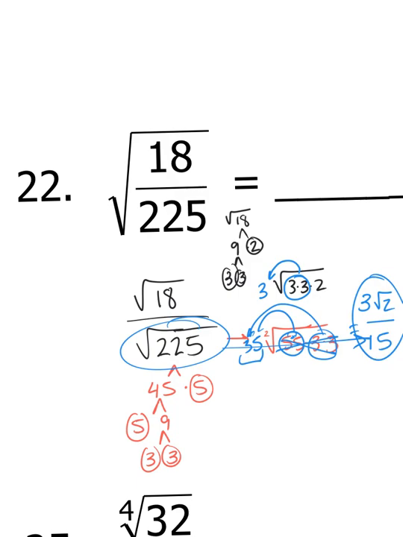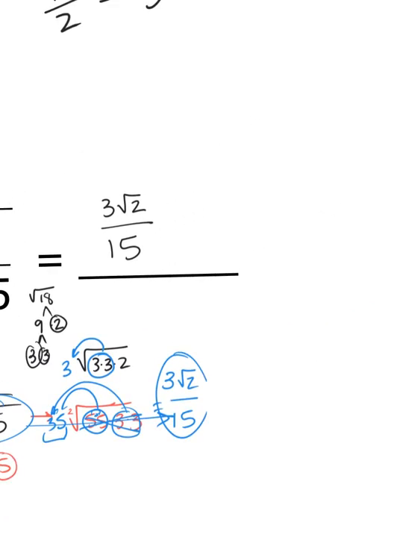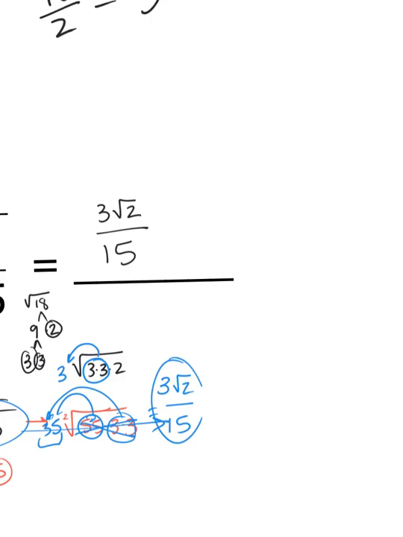So my final answer, when I reduced the top, I got 3 root 2, and when I reduced the bottom, I got 15. Now, I don't really think this is my total final answer, because look here, look at what I just noticed. This number and this number, they're plain old numbers. This 3 and this 15 are just plain old numbers.